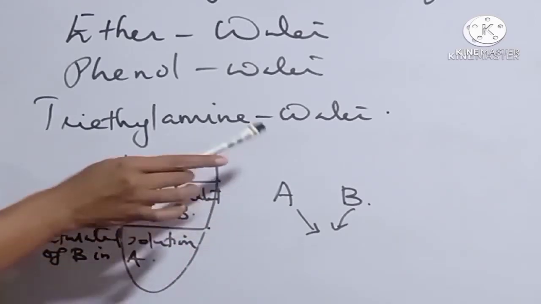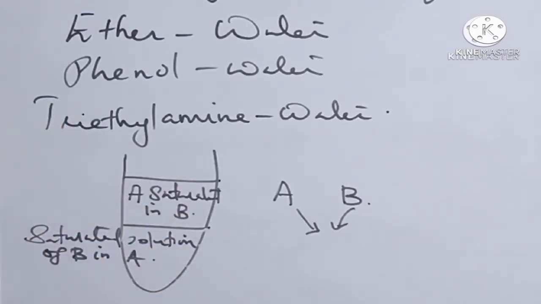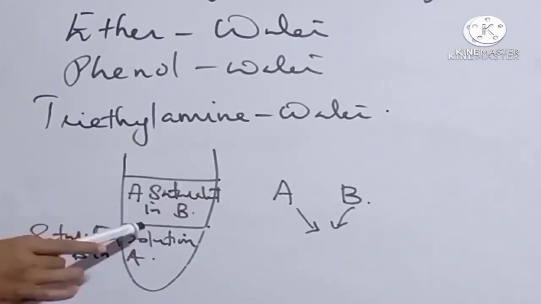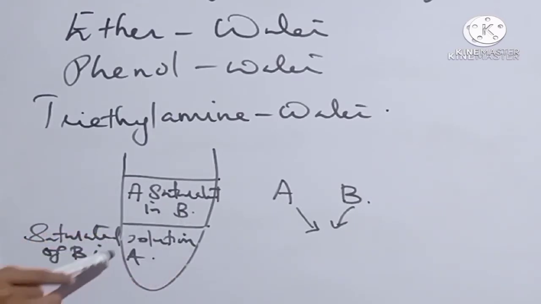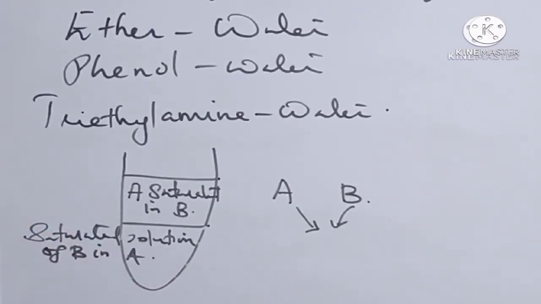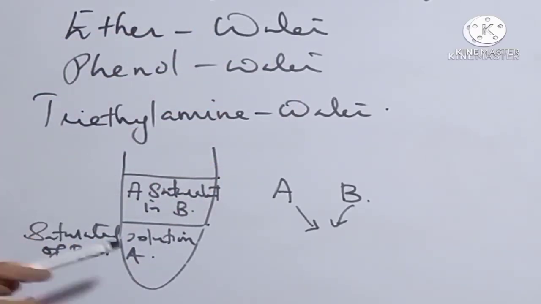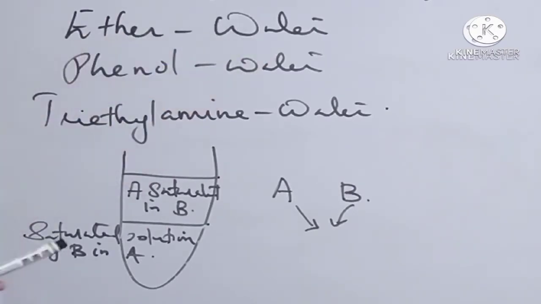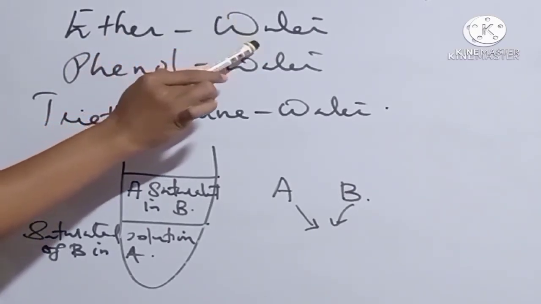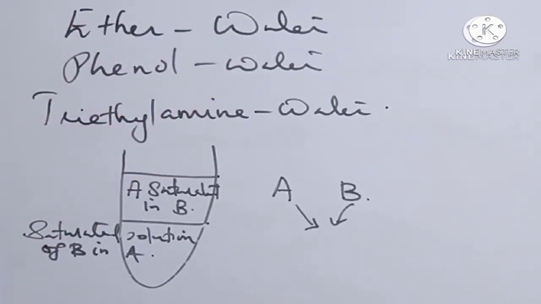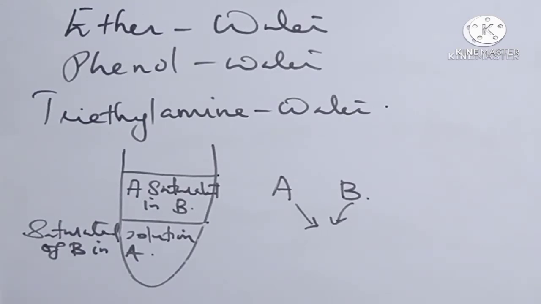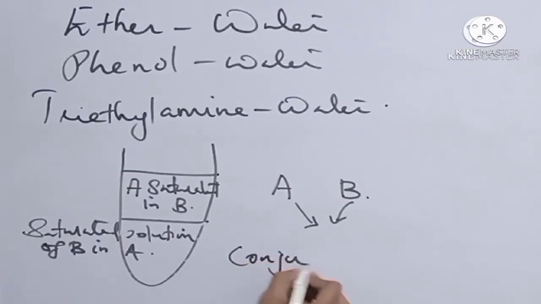Partially miscible liquids mixed together will form two layers. One of the layers is a saturated solution of A in B, and the next one is a saturated solution of B in A. For example, if we mix ether and water, one of the layers will be a saturated solution of ether in water, and the next layer will be a saturated solution of water in ether. That is, they'll form two saturated solutions, and these two saturated solutions are known as conjugate solutions.